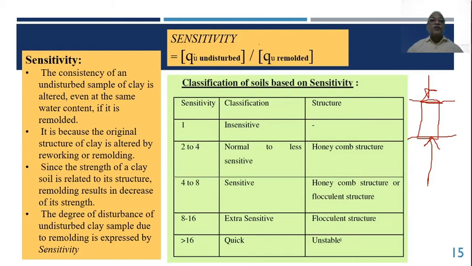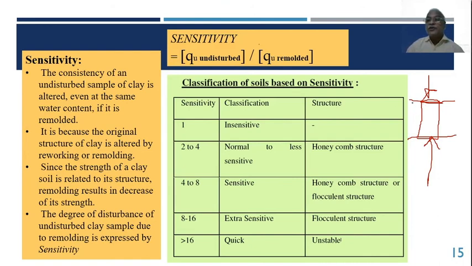So that is called QU, that is unconfined compression strength, right? This is for an undisturbed sample, meaning the soil is taken in such a manner that the structure or the particle arrangement is not disturbed. Just like that, you bring it, test it in the form of a cylinder, then you will get some strength that is put in the numerator.